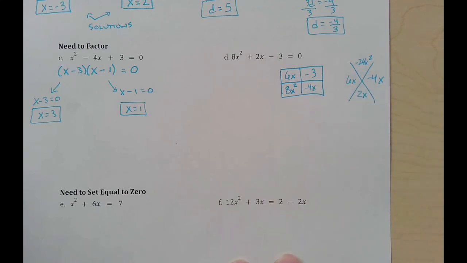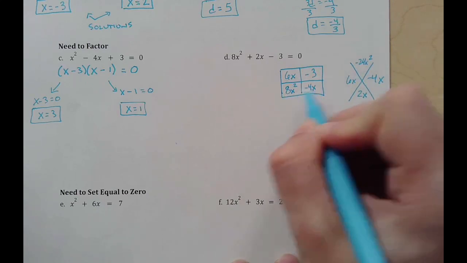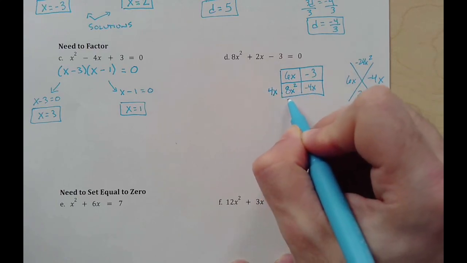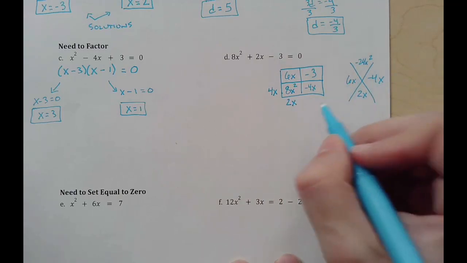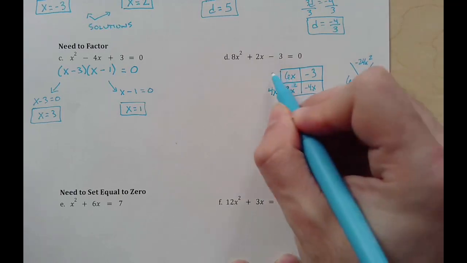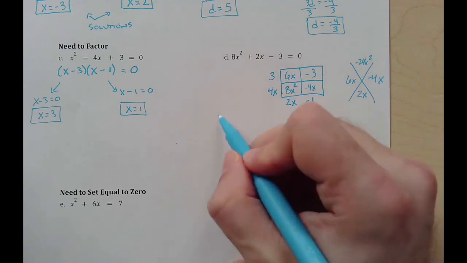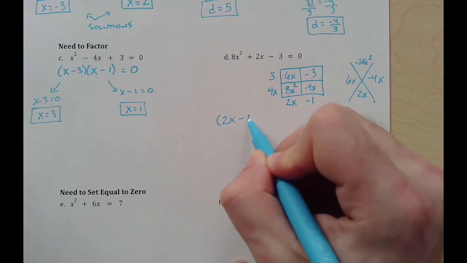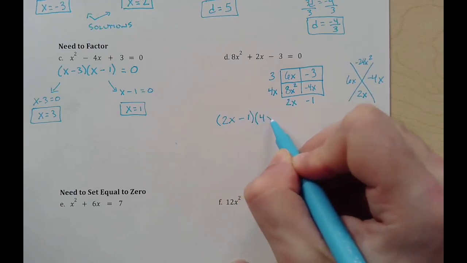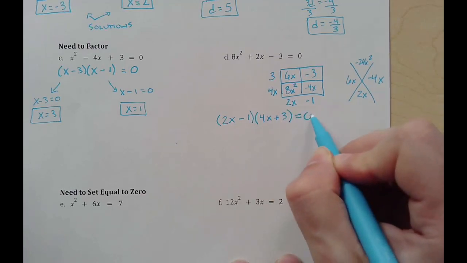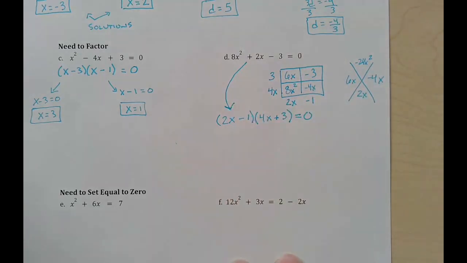Once I have my generic rectangle filled in, find my dimensions. So I'm going to factor out a 4 here, a 4 and an x going this way, leaving me with a 2x here, a negative 1 here, and a 3 here. So now my factored form is 2x minus 1, 4x plus 3, and I need that to equal 0. So again, I'm just rewriting what I had at the original, but in factored form rather than standard form.